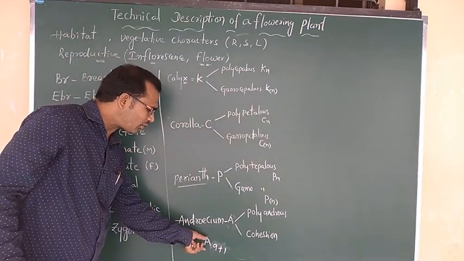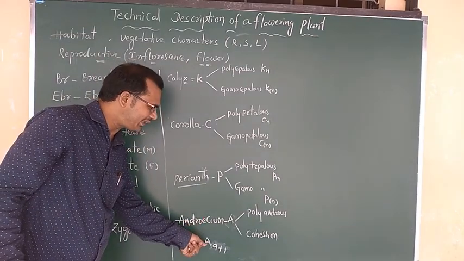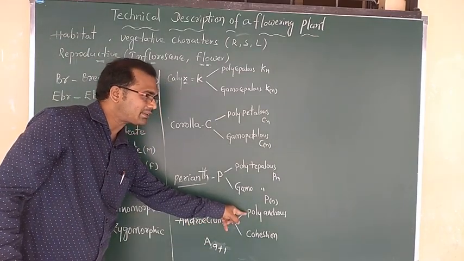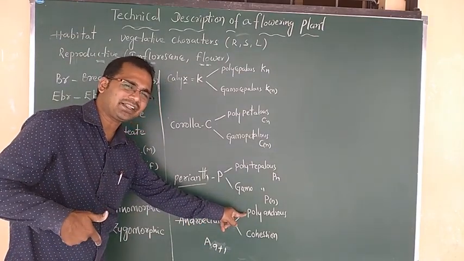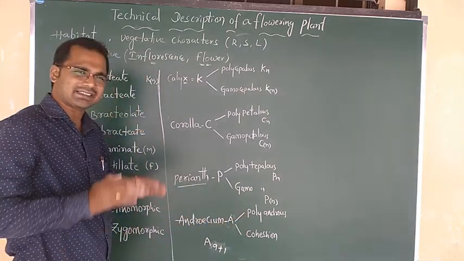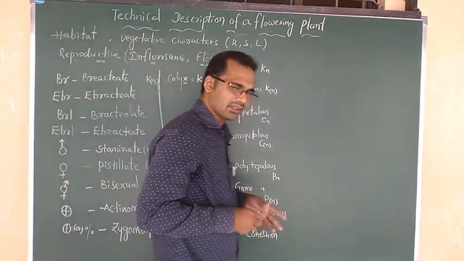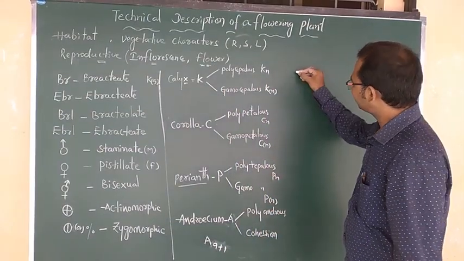Anyway, the symbol for androecium is A. Polyandrous means A with infinity. In case they are united, we keep the cohesion condition within the bracket. Next, another one, gynoecium.